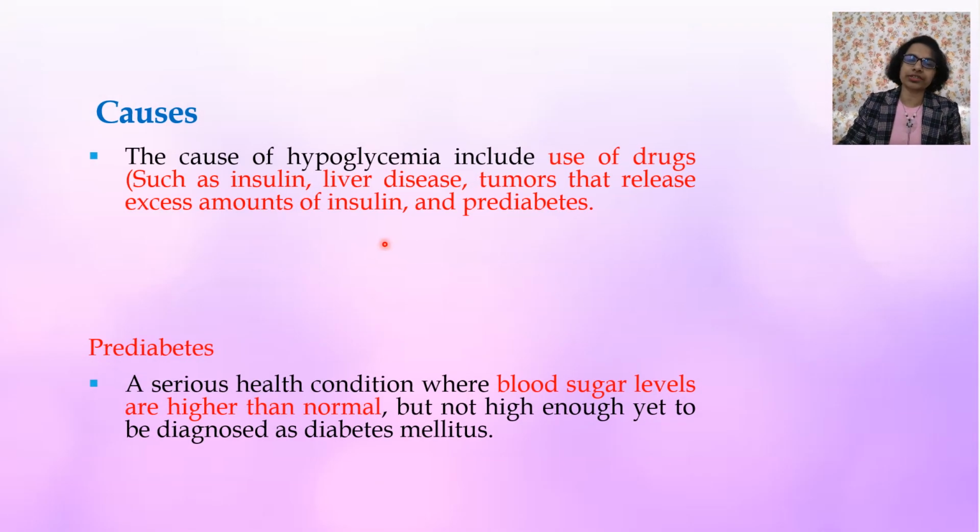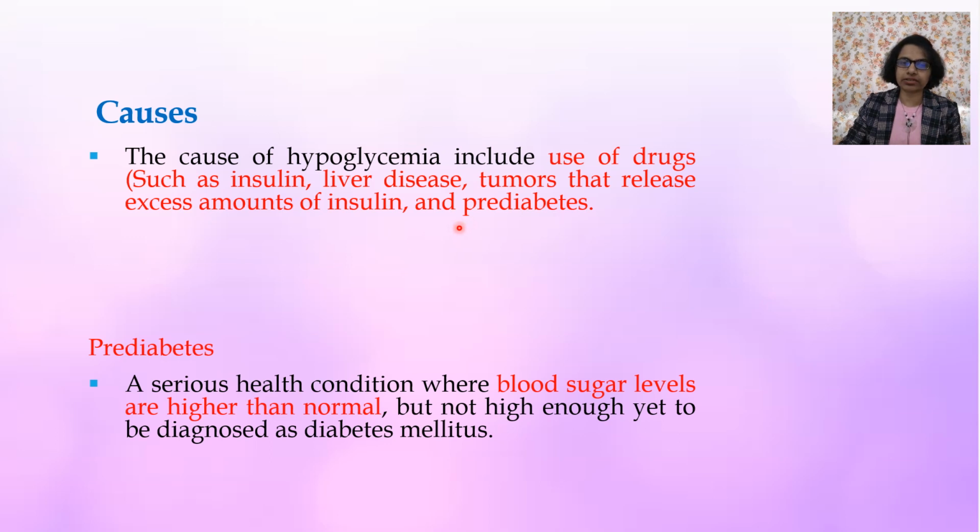Then let us talk about the causes of hypoglycemia. The causes of hypoglycemia include the use of drugs. What kind of drugs? If the patient is diagnosed with diabetes, especially type 1, he is supposed to use insulin. Sometimes the patient is unable to take this insulin properly. Certain kinds of liver diseases and tumors release an excess amount of insulin, and this excess insulin reduces the blood glucose level even more.